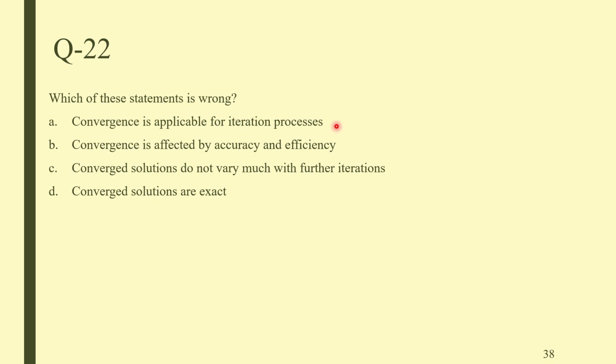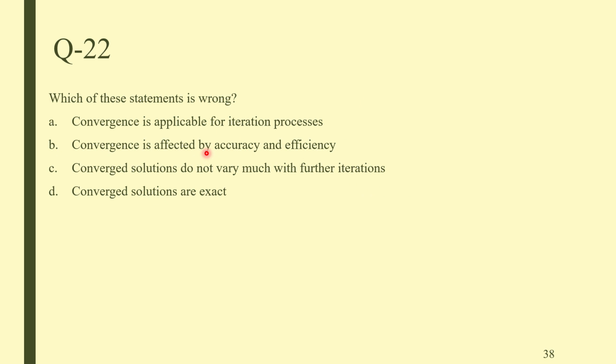Accuracy of the system would be playing an important role in convergence. And converged solutions do not vary much with further iterations. That's what we said. Between two iterations, it would remain the same. We call it converged solutions, which do not vary with further iterations. Again, true.